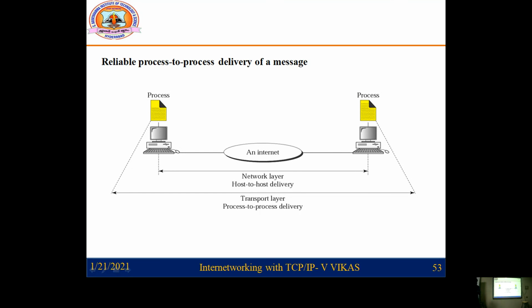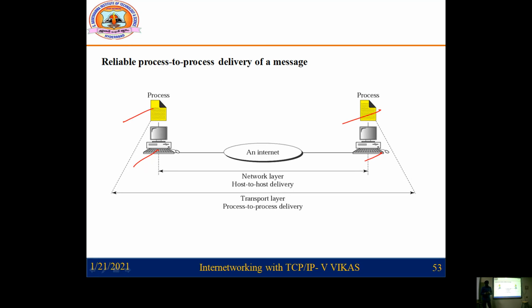So basically we talked about process to process delivery and providing reliable service. That's how we are saying reliable process to process delivery of message. I have one process here sitting on this system and I have another process over there, and your transport layer is delivering from this process to this process. Similarly, your network layer is taking care of delivering from this particular computer to the computer over here. So that is a variation you should remember.